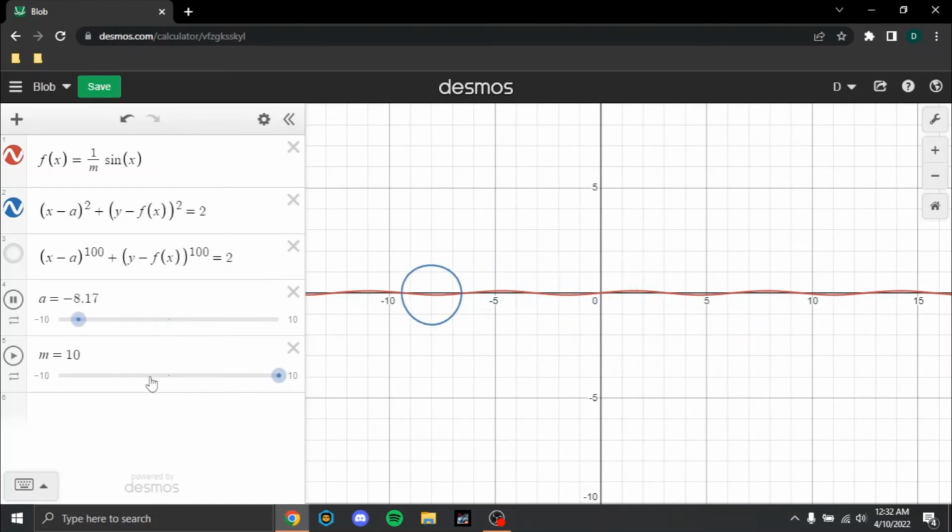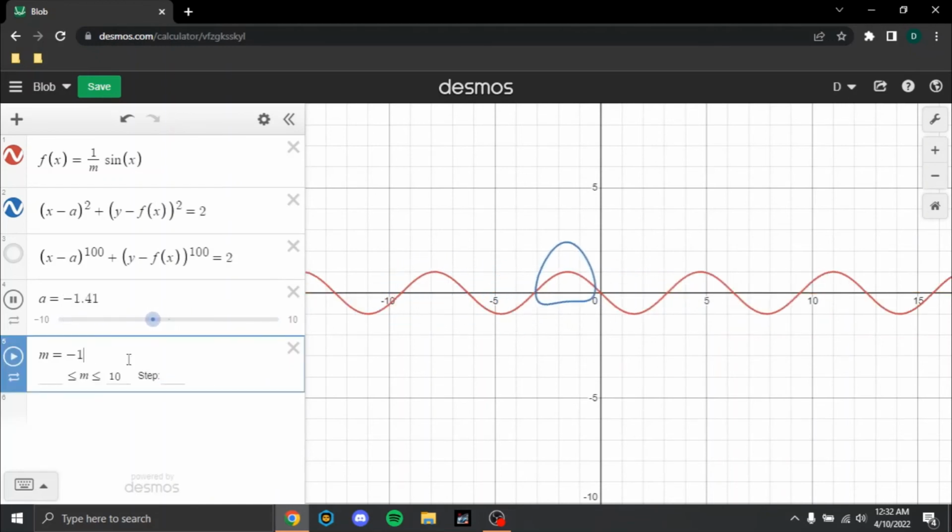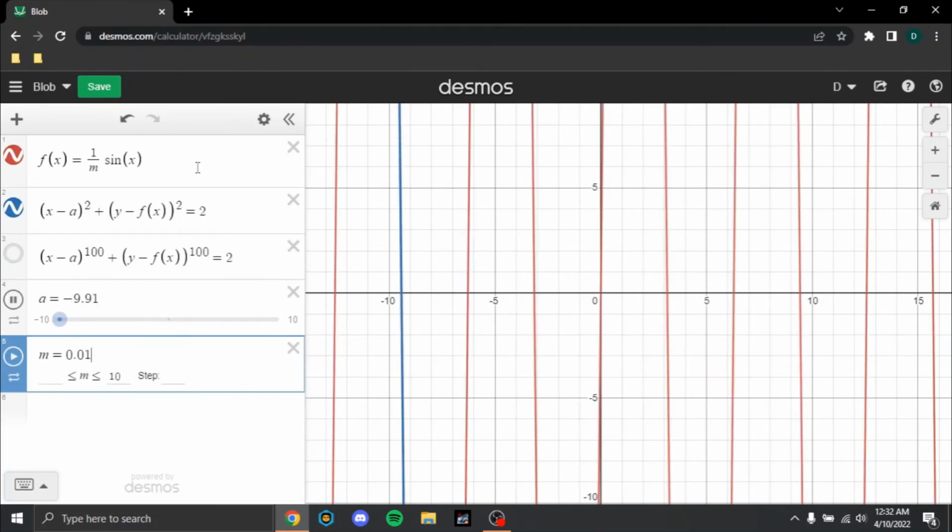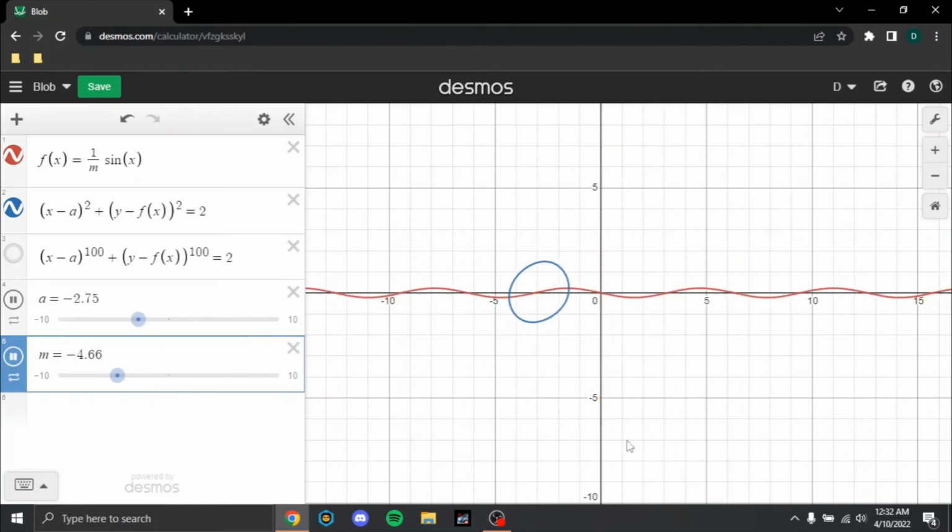But if M is 0, then let me make M exactly 0. Of course it's not going to exist because we have 1 over M, but we can make M super small, and you can see it's basically just a straight line, and it's really cool how it travels like this and that. I just find these things really cool, and we can adjust M and A at the same time, and it's going to be really weird and act really strange.